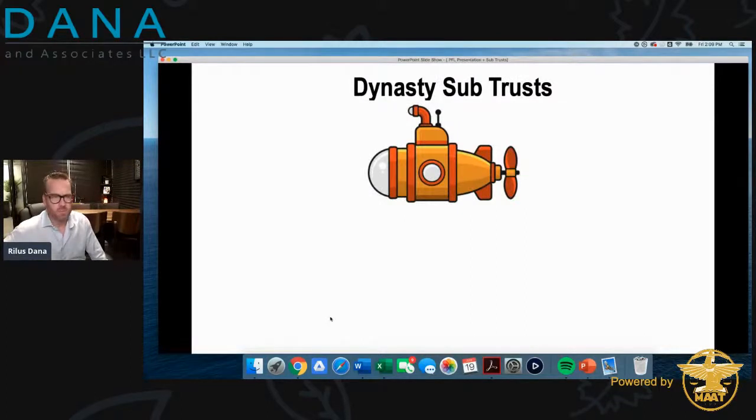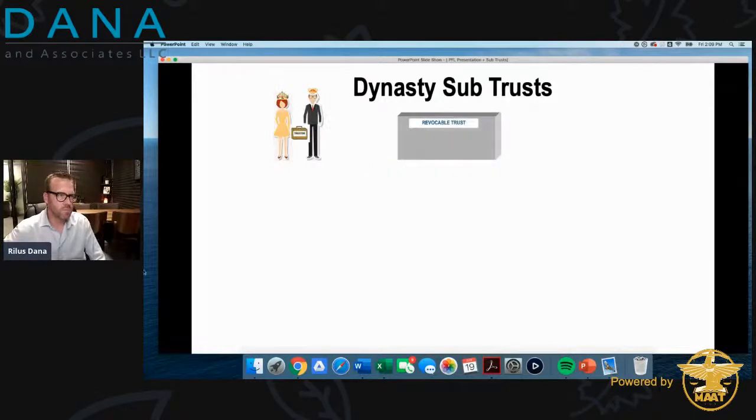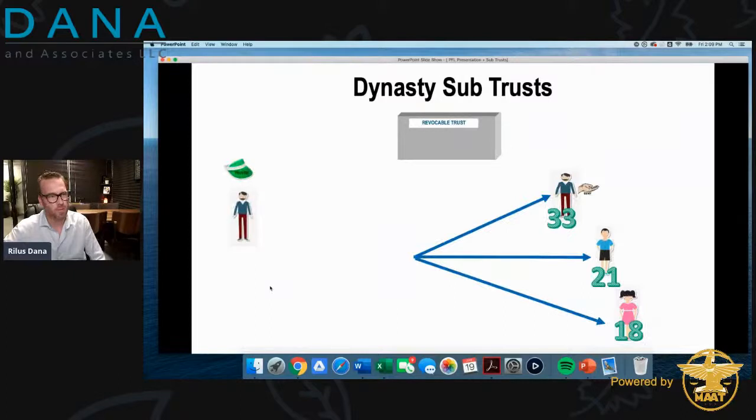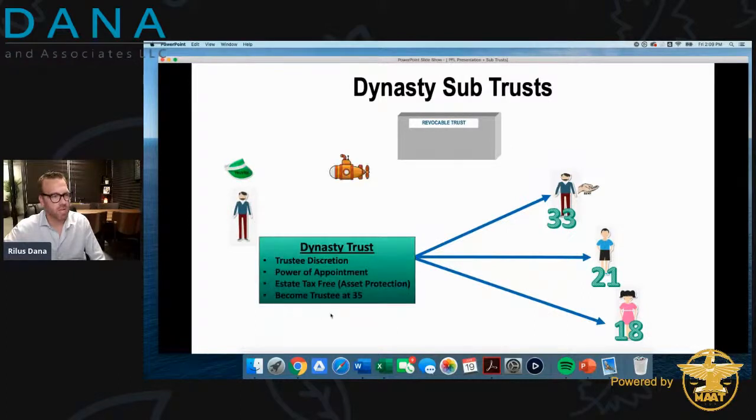Now Dynasty. So let's look at the Dynasty subtrust. All right, so trustors pass away, 3 beneficiaries, Dynasty subtrust. So the assets in trust, it's at the trustee's discretion to make distributions out to the beneficiary. So the assets stay in the Dynasty Trust, and the trustee decides if and what the beneficiaries get.